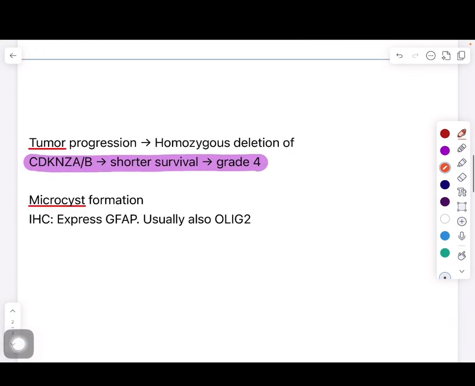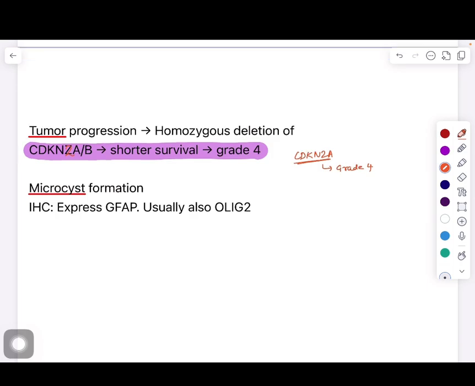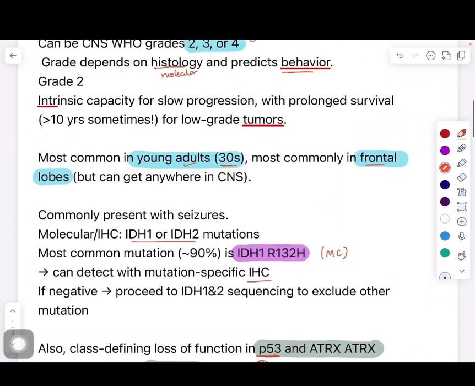Also, the tumor has a CDKN2A/B mutation. So the presence of CDKN2A mutation directly grades the tumor to grade 4. Irrespective of the histology, whether necrosis is present or not, if the tumor is CDKN2A positive, it directly becomes grade 4. And it also expresses GFAP because it is of astrocytic lineage, and it can also be OLIG2 positive. So this was the theory about astrocytoma.